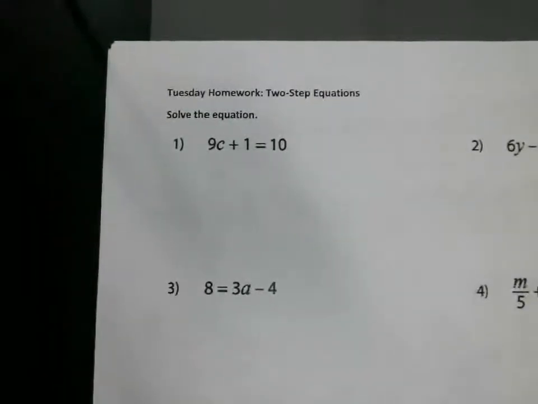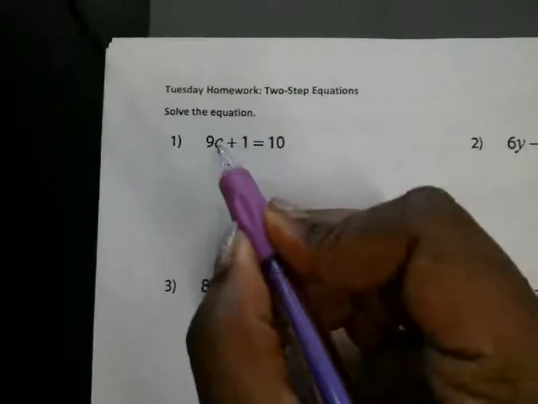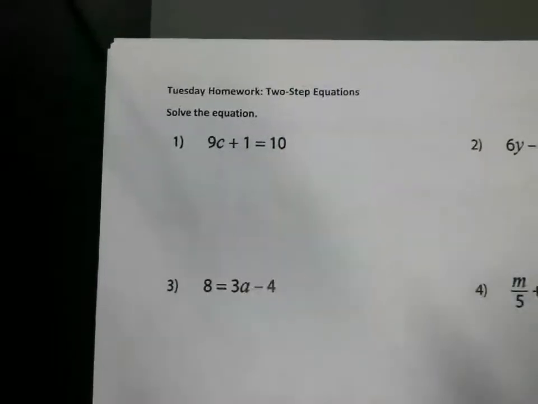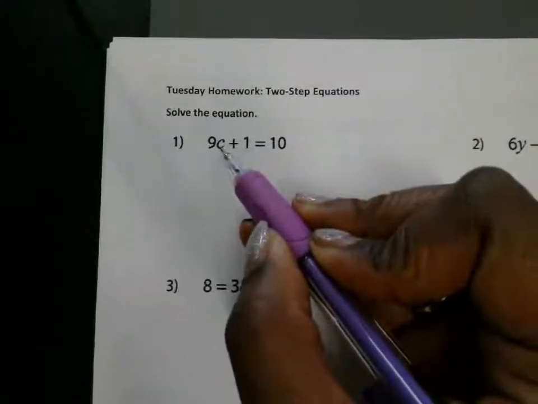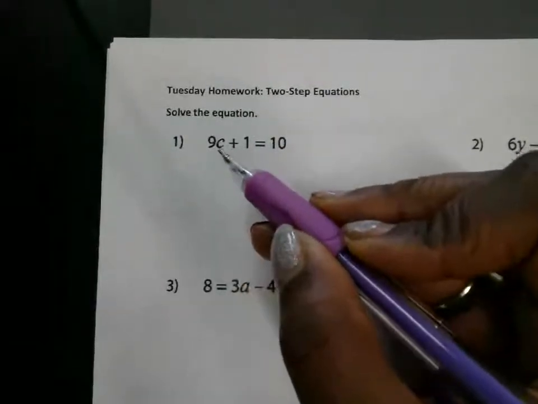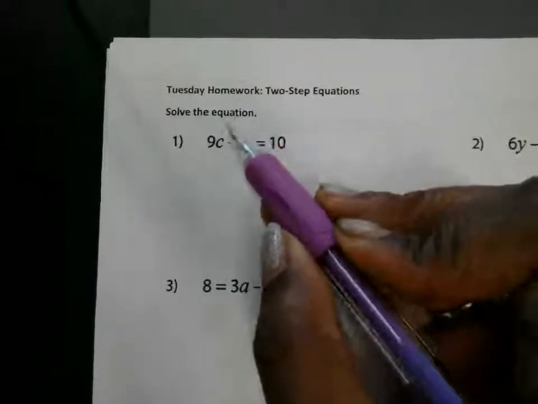For a two-step equation, that means you're going to use two different operations to solve these problems. All right, so you're going to isolate the variable that's missing. Here, C is missing. So you're trying to figure out what the value of C is. So the first thing that you want to do to get C by itself is to get rid of anything that you can add or subtract to isolate.